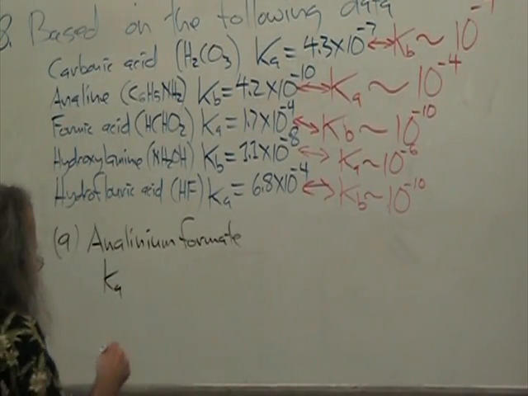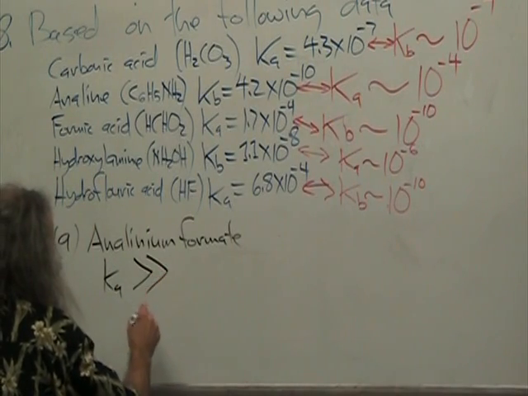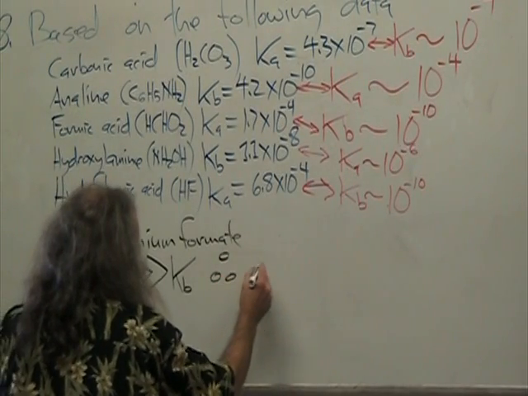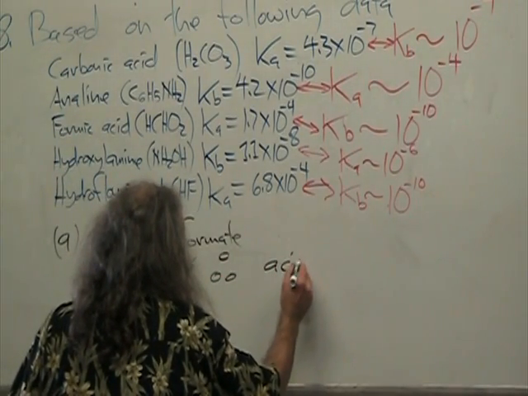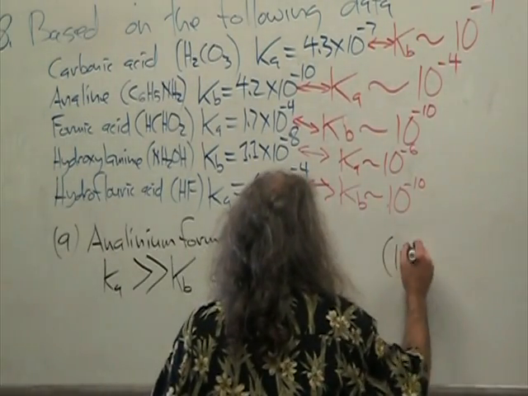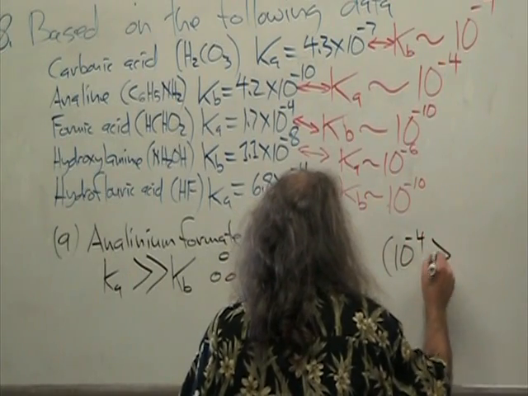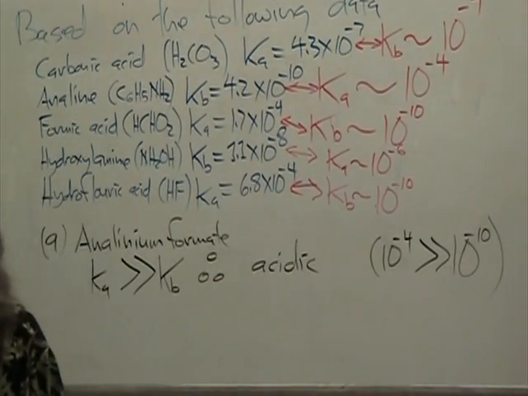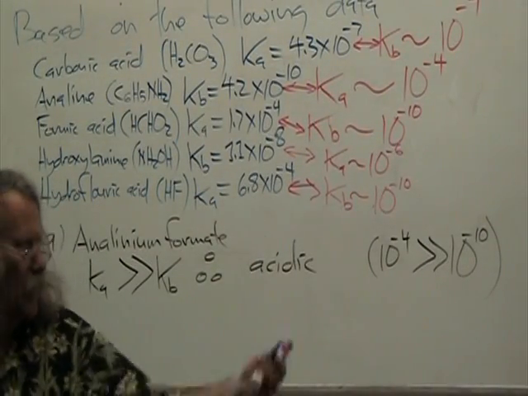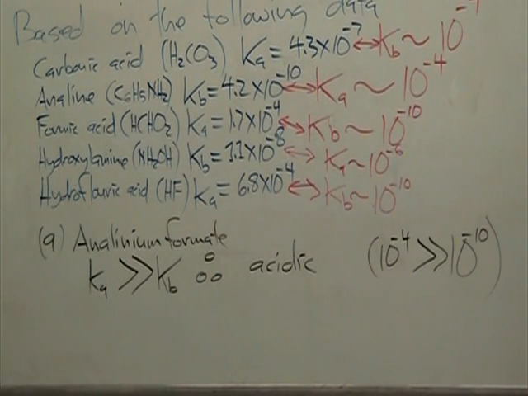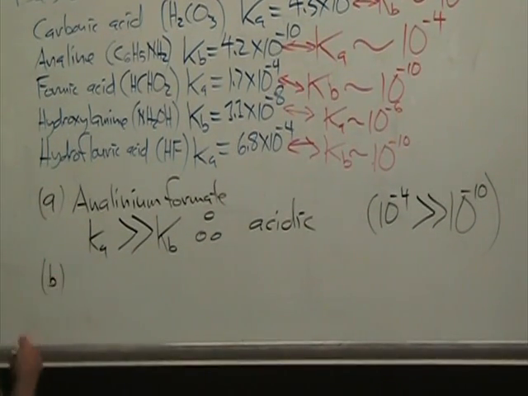So Ka is much greater than Kb, and therefore it's going to be acidic, because 10 to the minus 4 is much greater than 10 to the minus 10. Makes sense. It's about 1,000,000 times bigger. So that's where you just want to get a sense for that.